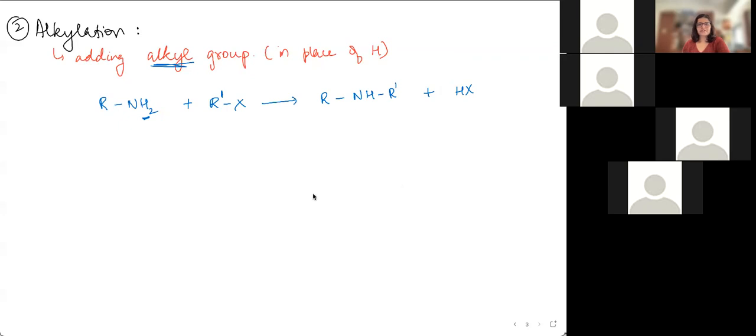So this sort of reaction, if you want to convert any primary amine into a secondary amine, you can use this. An example: let's say we start off with aniline. If I make it react with a simple methyl iodide and heat it, what is the product that I will get?